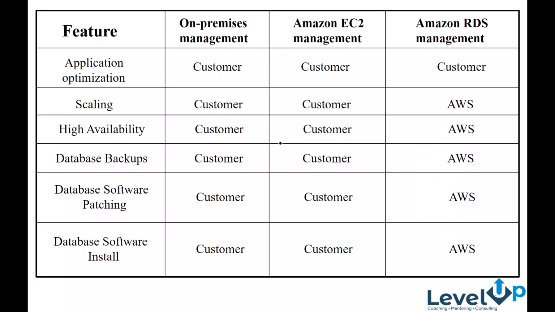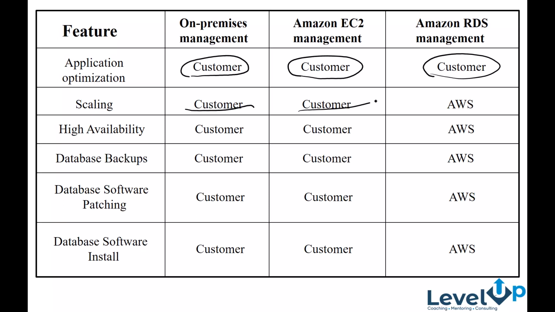Now let us see some of the tasks and who manages them. Let's say application optimization. If I have to connect my application with AWS, who has to do that? Obviously the owner of the application is the customer, right? So even if you're using an on-premises server, AWS EC2 or RDS, the application customization has to be done by the customer. Now the scaling: if I want to scale the database, if it is on premises, the customer has to do it. Even if it is EC2, the customer has to do that. But if you have to scale a database using RDS, all you need to tell AWS is that I want to scale, and AWS will do that for you.